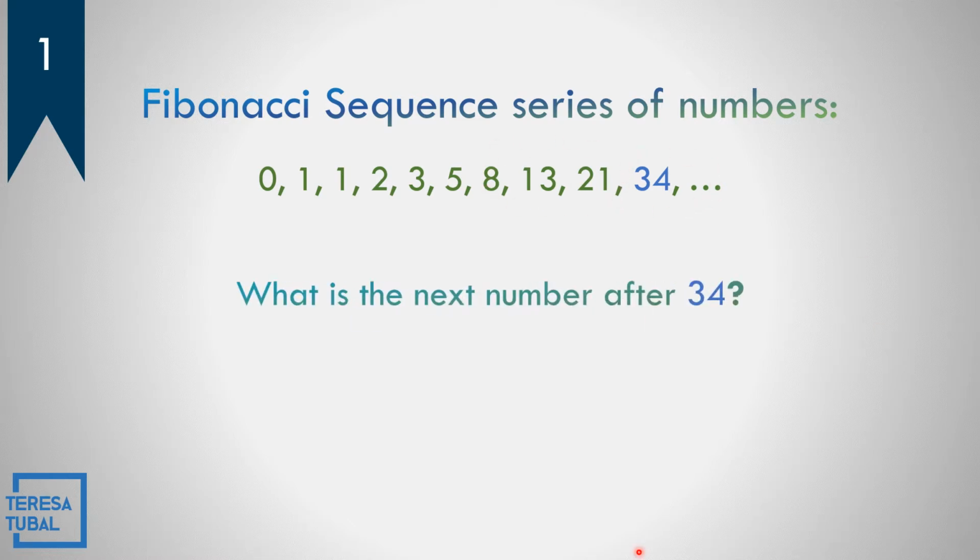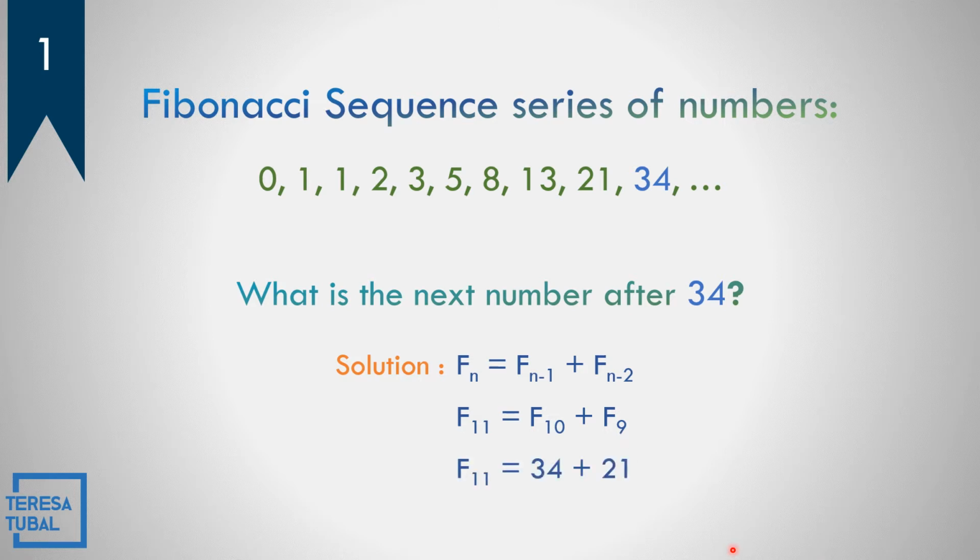What do you think is the next number after 34? The rule is f sub n is equal to f sub n minus 1 plus f sub n minus 2. So that is f sub 11. If we count, this is 1, 2, 3, 4, 5, 6, 7, 8, 9, 10, 11. So the unknown f sub 11 is equal to f sub 10 plus f sub 9, since 11 minus 1 is 10 and 11 minus 2 is 9. So f sub 11 is equal to the previous, 34, plus the term before the previous, 21. So 34 plus 21, f sub 11 is equal to 55. So the next number after 34 is 55.